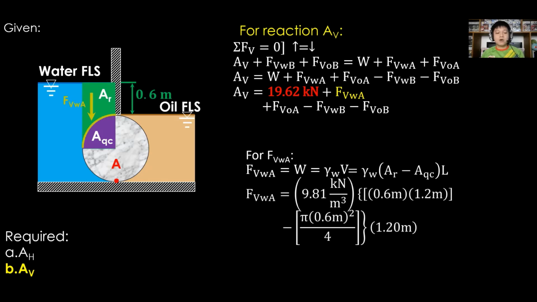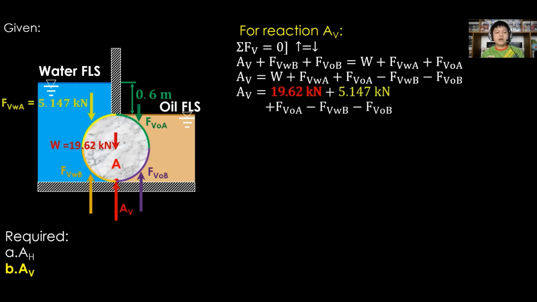So substitute gamma of water as 9.81 kilonewtons per cubic meter. Area of gross, that is the rectangle, which is 0.6 by 1.2 meter. For area of quarter circle as pi times radius, that is 0.6 meter raised to 2, then divided by 4. And length of cylinder as 1.2 meter. F sub VWA is 5.147 kilonewtons downward. Update the equation with the value of F sub VWA.